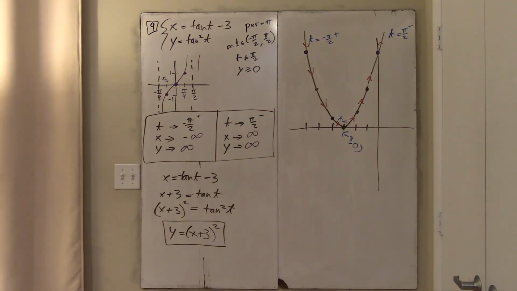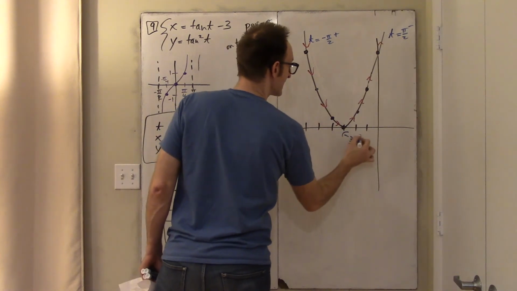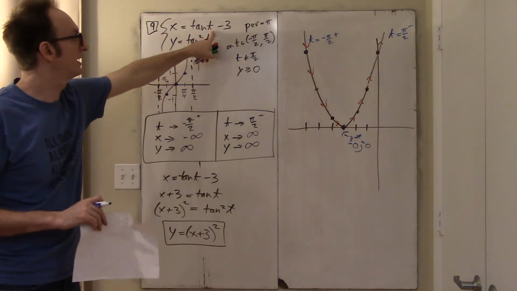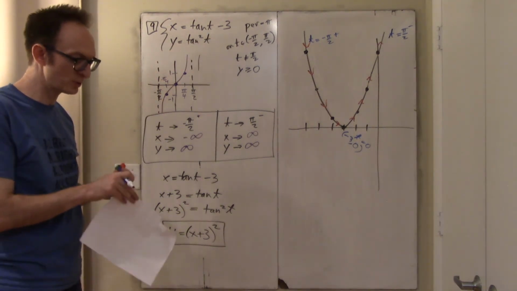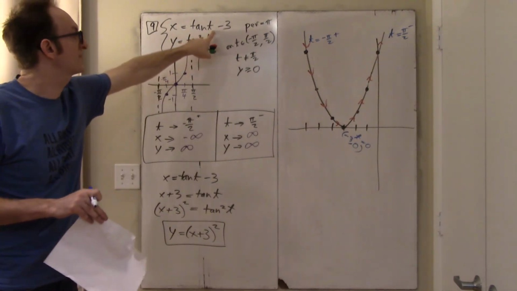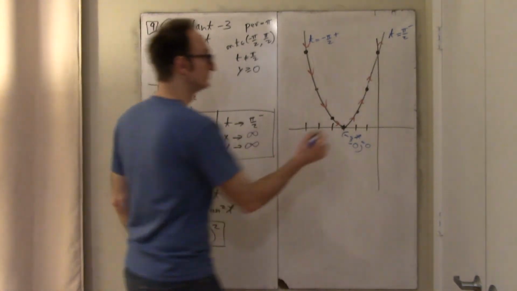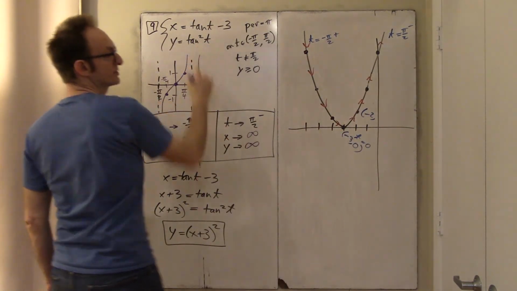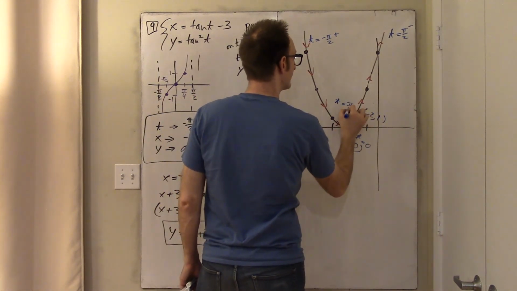What's another nice number I could plug in? How about pi over 4? As I mentioned, that's just like a known thing, right? That tan of pi over 4 is 1. That's just, you know, at the 45-degree point on the unit circle. So tan of pi over 4 is 1. If I plug in pi over 4, I get -2 comma, and here you have 1 squared is 1. So here I am at -2, 1, that's t equals pi over 4.